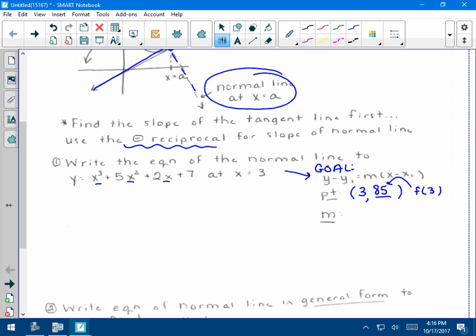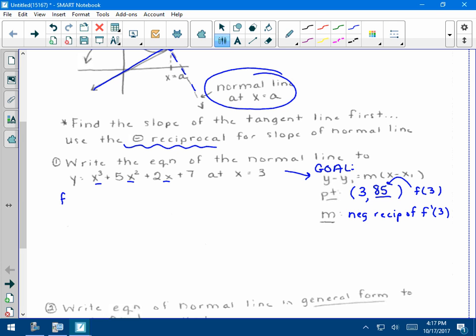The slope is going to be the negative reciprocal of f prime of 3. So normally I can just find f prime of 3, that's my slope. Now since it's a normal line, I need the negative reciprocal of whatever that is. So I've got to find f prime.